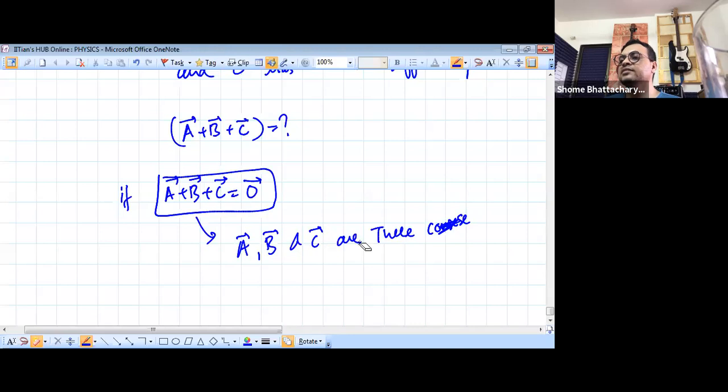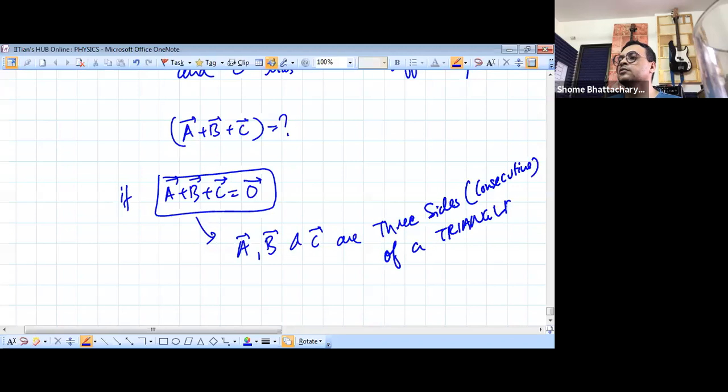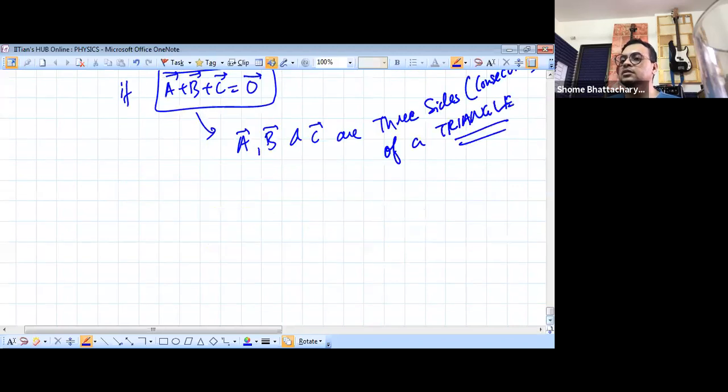So they are the 3 consecutive sides of a closed triangle. Equilibrium, you can say there are 3 forces, then we're talking about equilibrium. But more importantly, as vectors, they are 3 sides, consecutive, one after the other, of a triangle. Okay. So they must be looking like this.